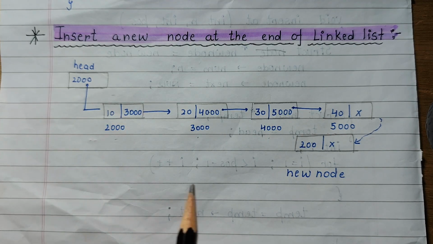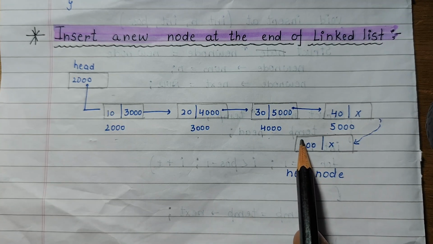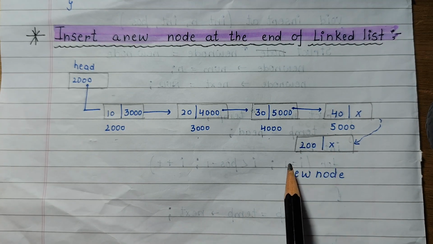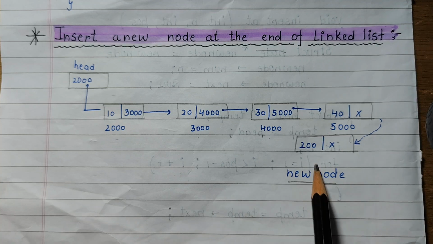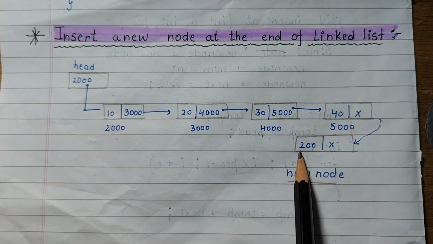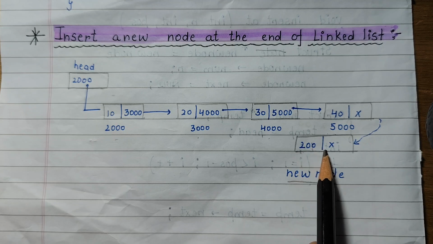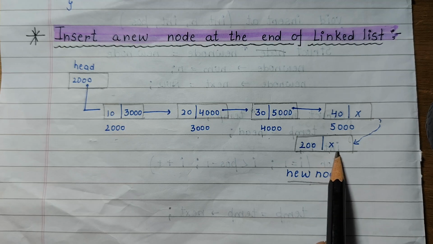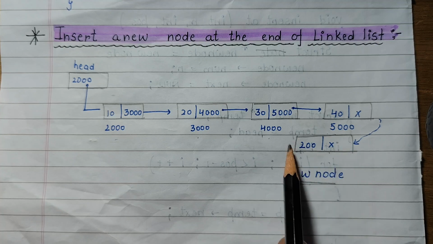First I allocate the memory to a new node and I represent this node as new node. First I enter the value 200 here, and for the next pointer I assign a null value because we are inserting the node at the end of the linked list.